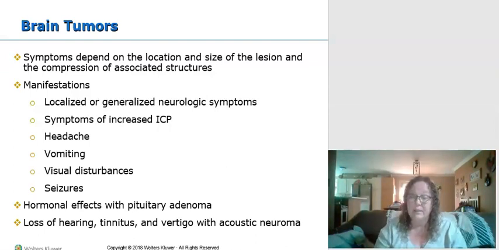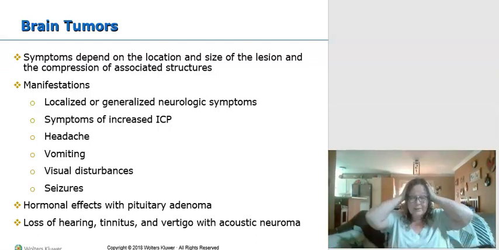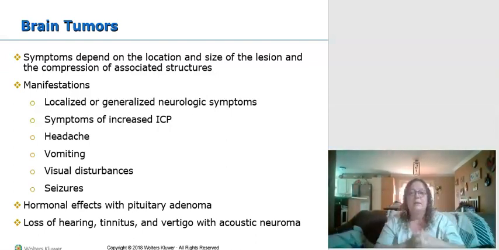So we need to remember, as the tumor gets bigger, there's only so much space in the head. So we need to remember those signs and symptoms of increased ICP. Comes up a lot, should probably know them. They may have headache, vomiting, visual disturbances. They're at risk for seizures, so seizure precautions.